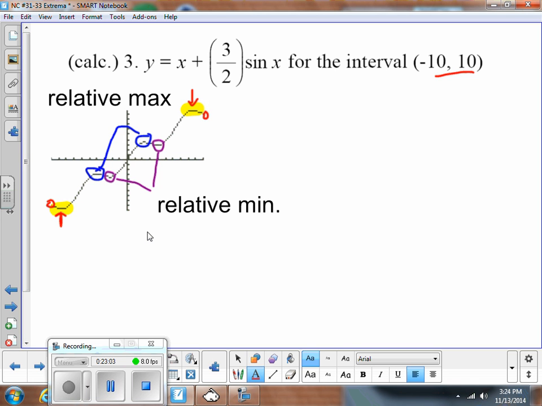So highest point is an absolute. Lowest point is an absolute. In between the graph, there are other little max and mins occurring. Those are referred to as relative or local.